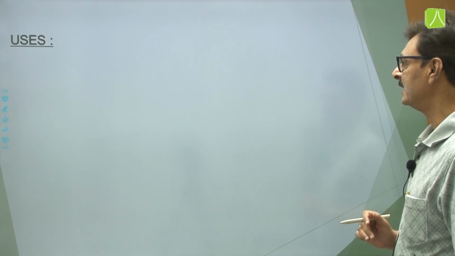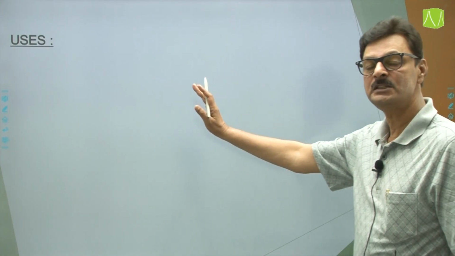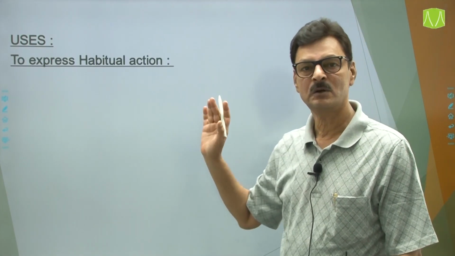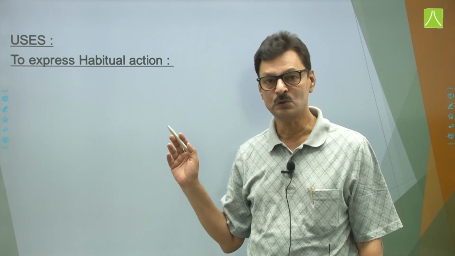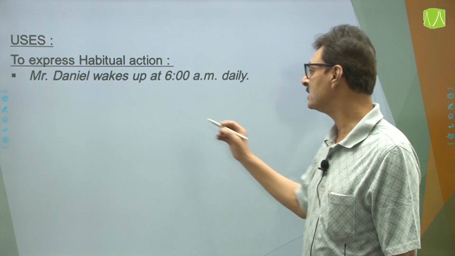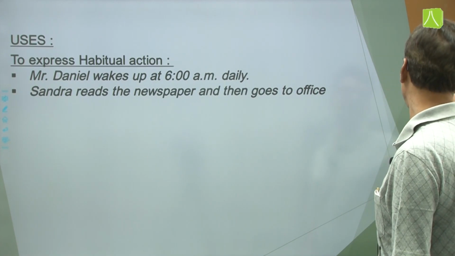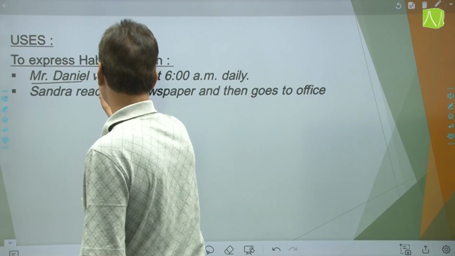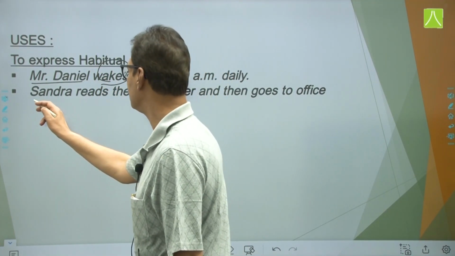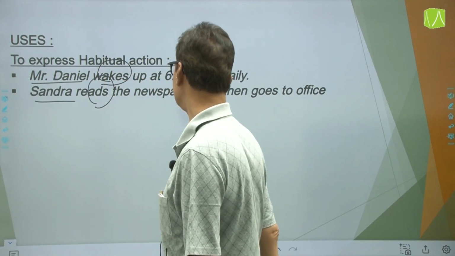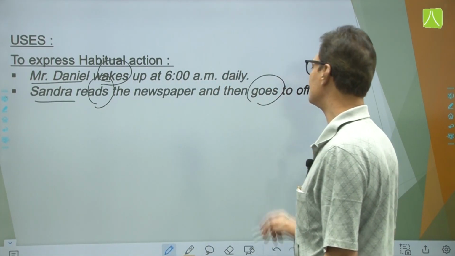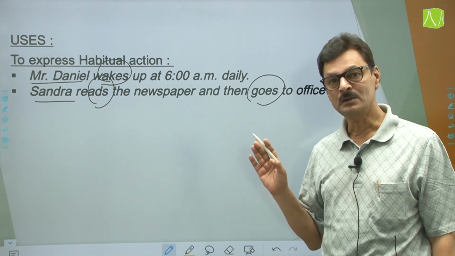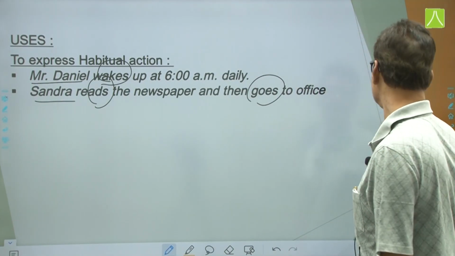Moving on quickly with the next tense or as to how this is used. कहाँ पे इसका use होता है? We should know this. Present simple tense or present indefinite tense is always used to show the habitual actions. Mr. Daniel wakes up at 6 AM daily. ये उसका routine है. So Mr. Daniel singular, S और ES. Sandra singular, S आएगा इसके अंदर. Reads the newspaper and then goes to office. So for habitual actions, आदत होती है, we always use present simple tense.